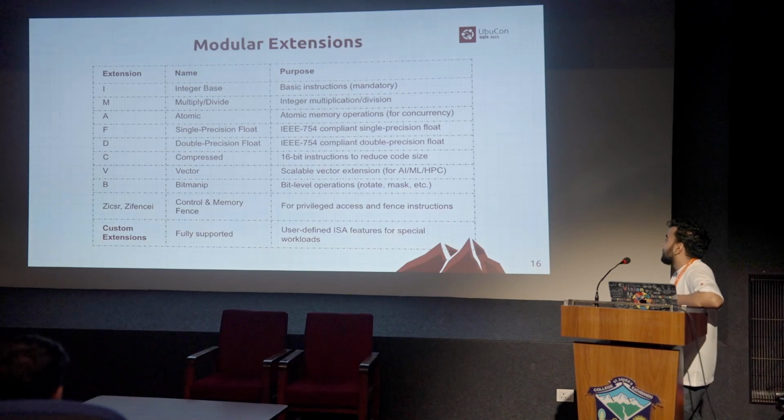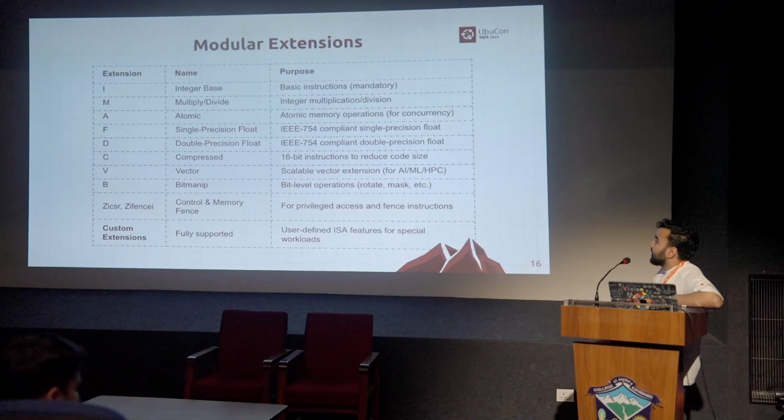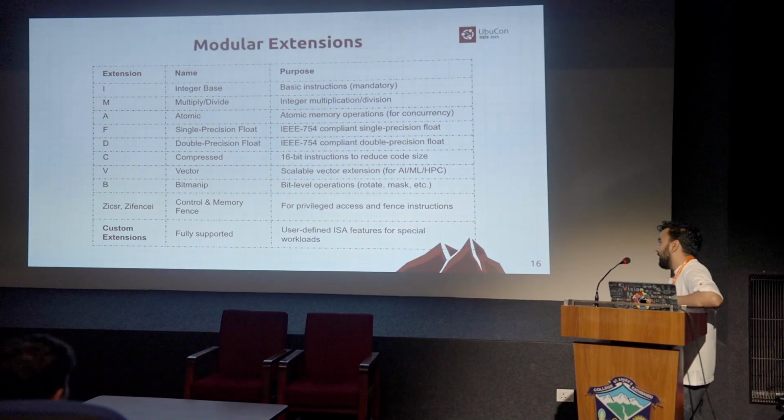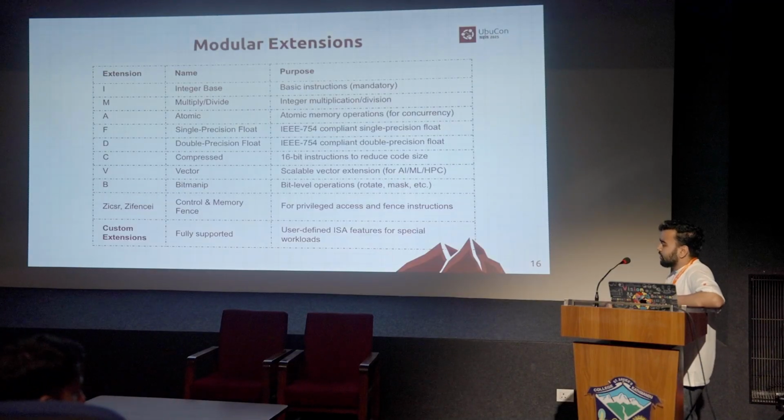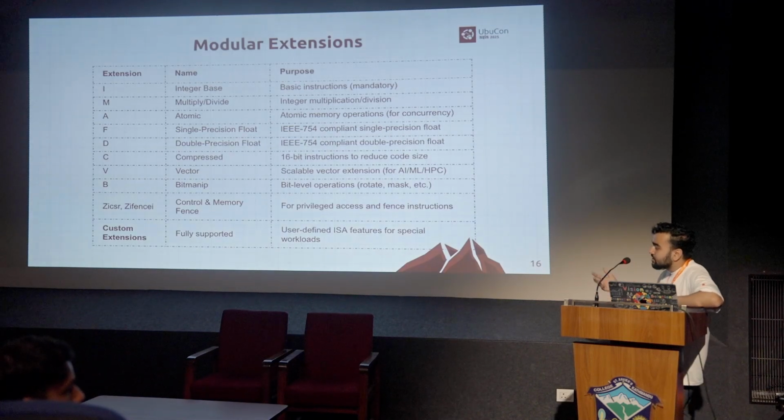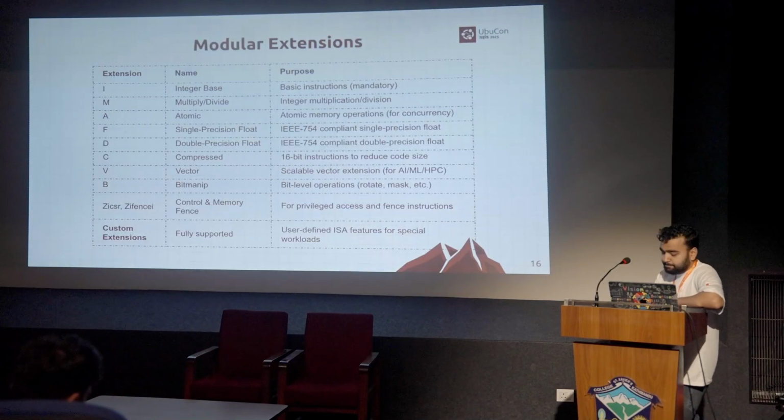Then vector for scalable vector extension that will be heavily used for the current AI ML HPC workloads, and bit manipulation for bit level operations. Then there are some for control and memory fence and custom extension that you can define. If you are working with 3D vectors or 3D tensors, that's not directly operated with a proprietary ISA to the hardware, but in case of RISC-V, you can modify or adapt your applications based on the customized extension of the RISC-V, and that can improve the performance of your program by a huge margin.